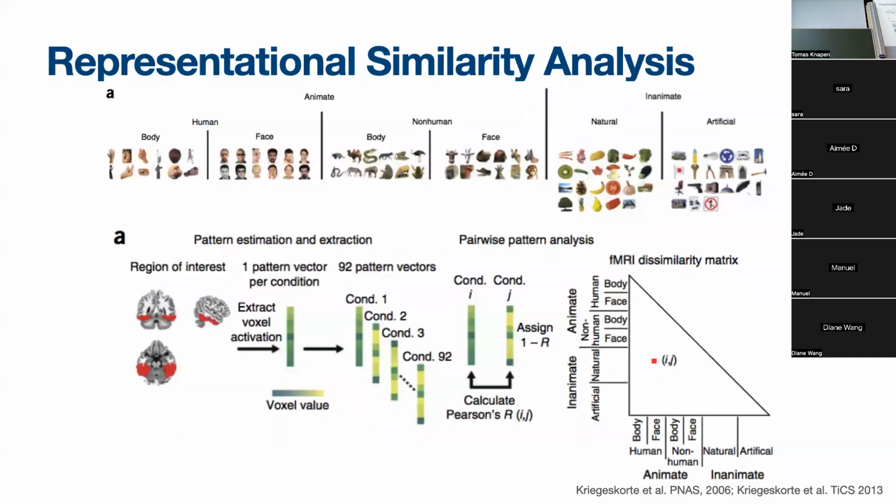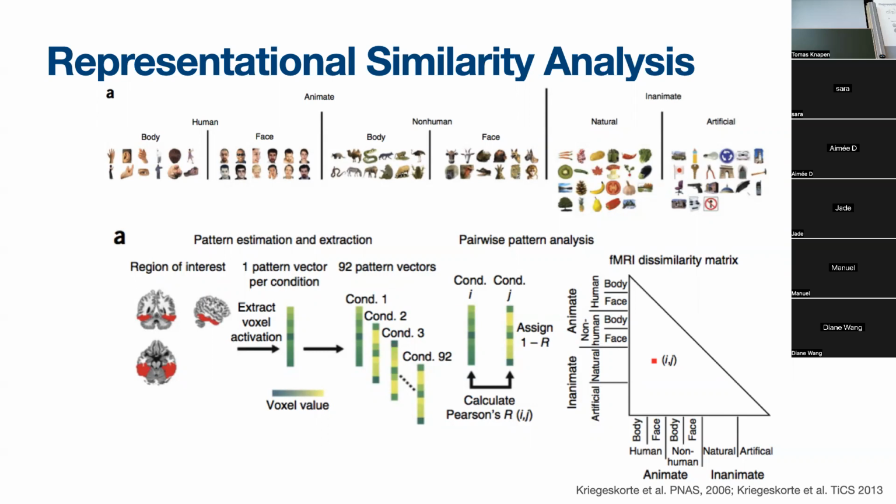So what is this representational similarity analysis? This is not meant to scare you. It's a lot of information on one slide, so I'll go through it very slowly. At the top, you see a whole bunch of different stimuli that were shown to observers in a standard representational similarity analysis experiment. You see a whole bunch of different visual images, right?